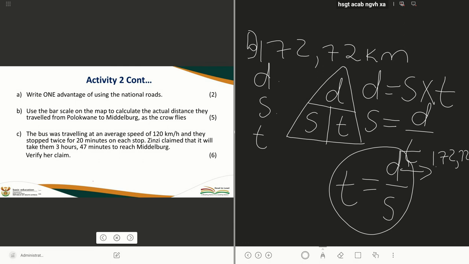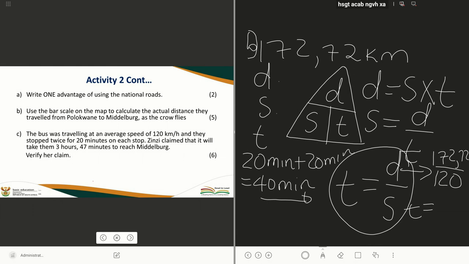The speed is given to you. Your speed is 120. And then once you've calculated your time, remember, you must still add the 20 minutes on each stop. And they stopped for how many minutes? They stopped twice. So if they stopped twice, it is 20 minutes plus 20 minutes, which is equal to 40 minutes. So you are going to calculate your time here. After getting your time, you must add your 40 minutes to get your answer. And then you are going to compare the answer that you get to see if Zinzi's claim was valid or not. So if you get 3.47, then you can say Zinzi's claim was valid. But if you get more than 3.47 or less than 3.47, then you can conclude that her claim was invalid.